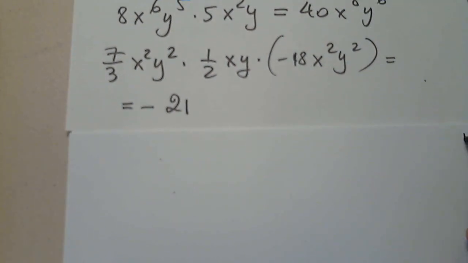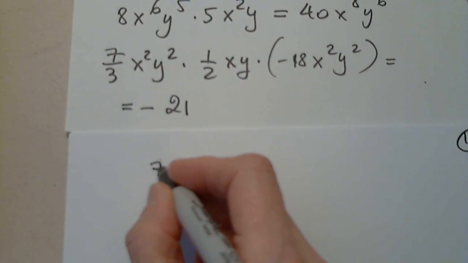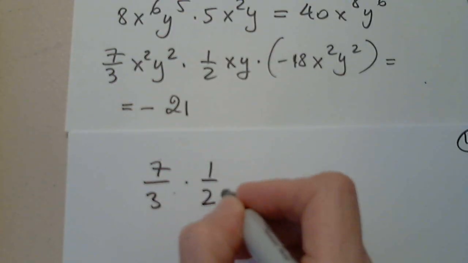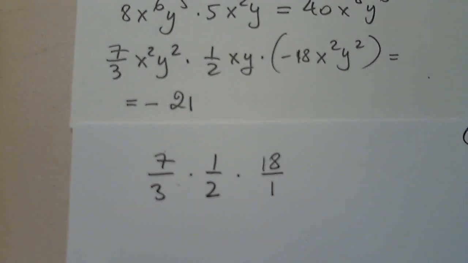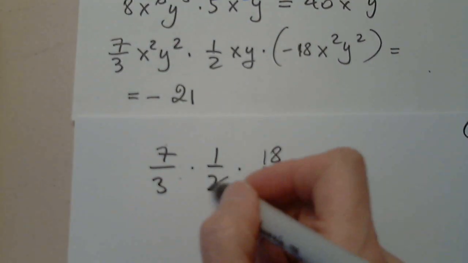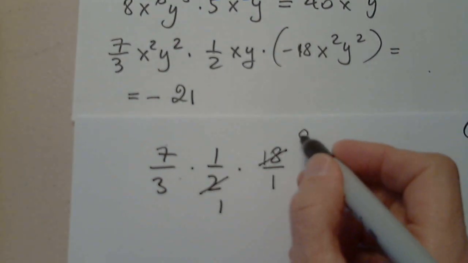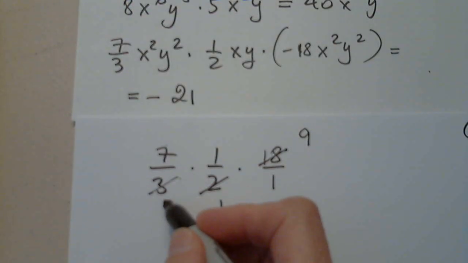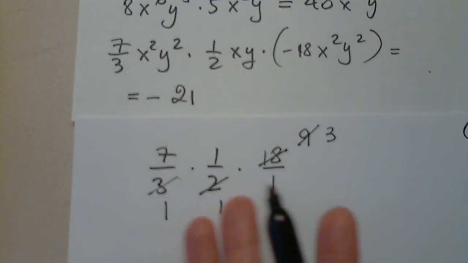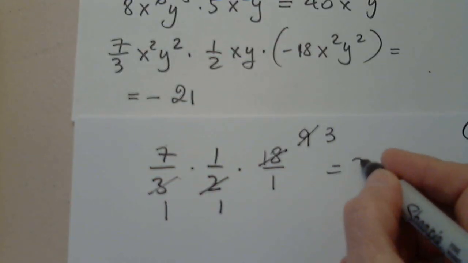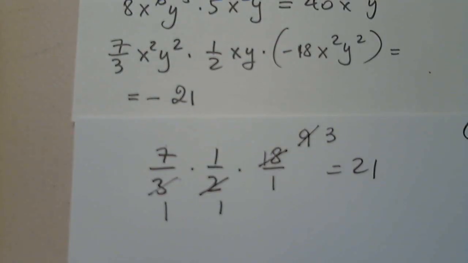So 7/3 times 1/2, I already took care of the sign, 18/1. Simplify by 2, simplify by 3, and all that's left is 1 in the denominator and a 7 and a 3, and that's how we get the 21 with a minus in front.